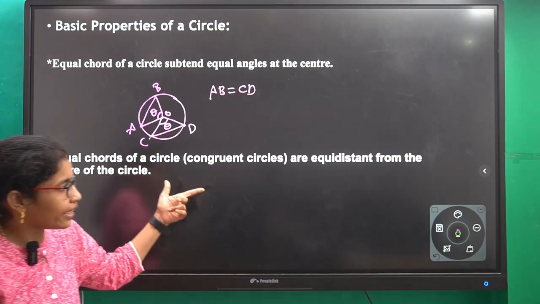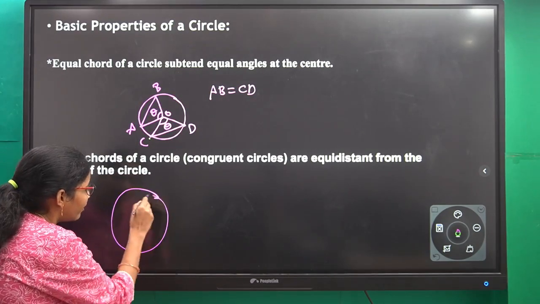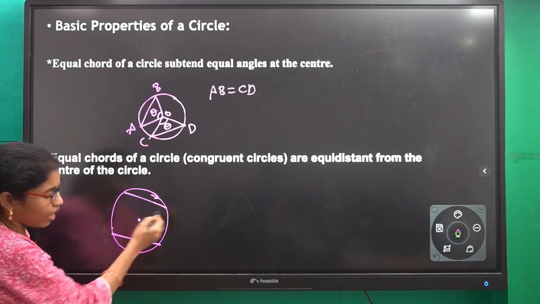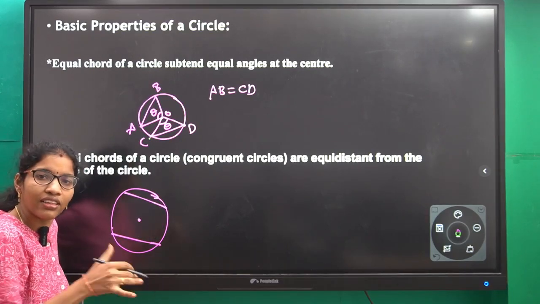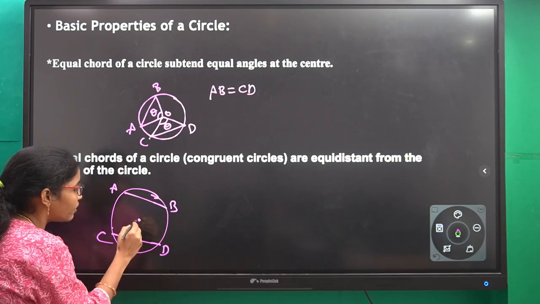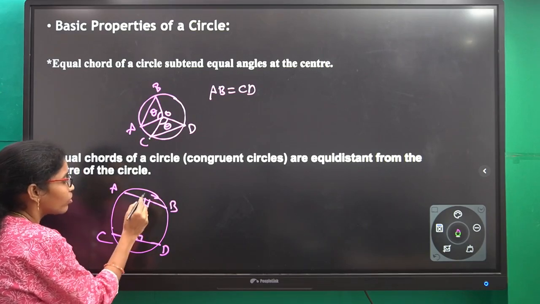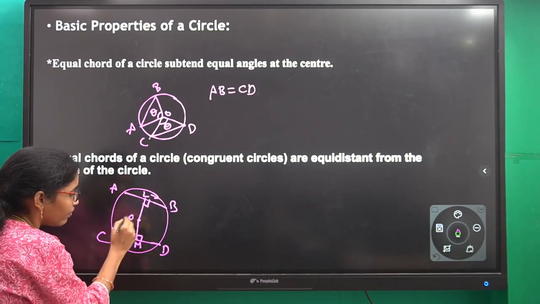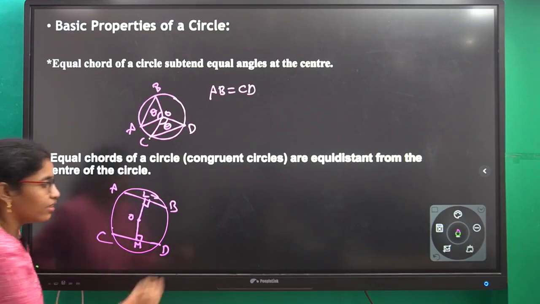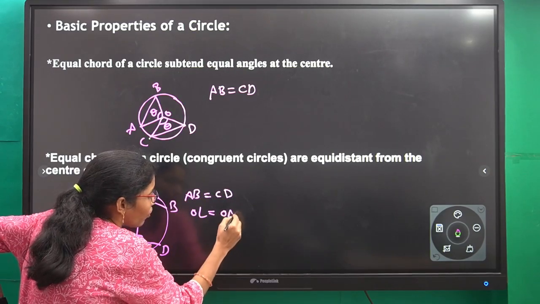Equal chords of a circle are equidistant from the center of the circle. That means I have 2 chords, here one chord, here another chord. These 2 chord lengths are the same. Equal chords is nothing but the length of the chord is the same. So AB equals CD, and the distance between the chords is the perpendicular distance, right? You can take it as L and M. If AB equals CD, then OL equals OM.